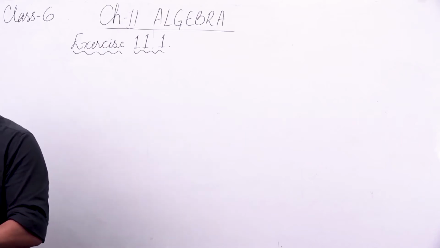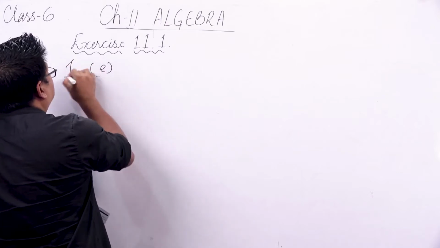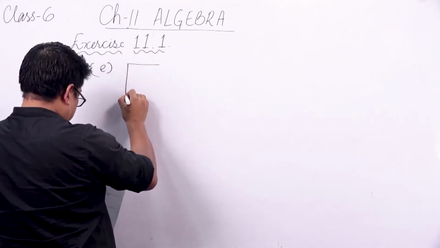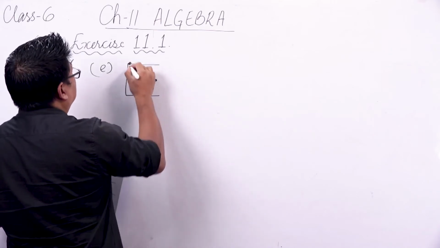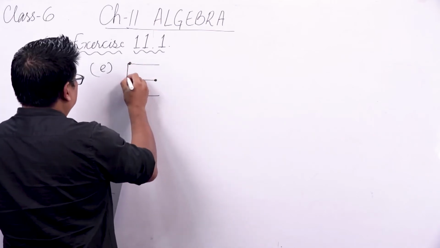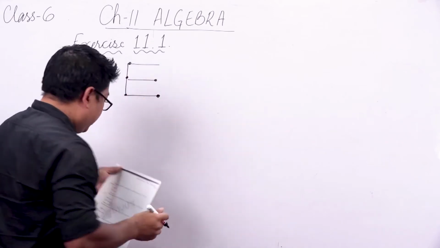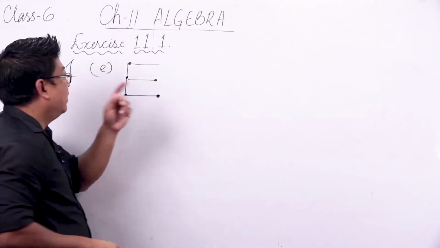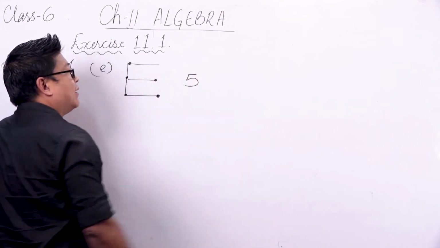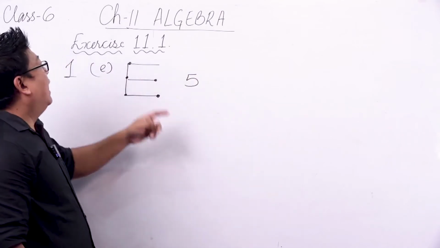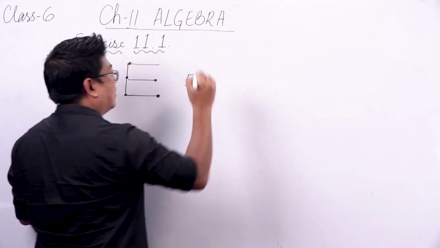Let's look at question E. In E, you see, this is question number 1. E, you see E again. So I'm using 1, 2, 3, 4, 5. I'm using 5 matchsticks here. 1, 2, 3, 4, 5. So 5 I will write as the number, and for the number of E's I will use n.